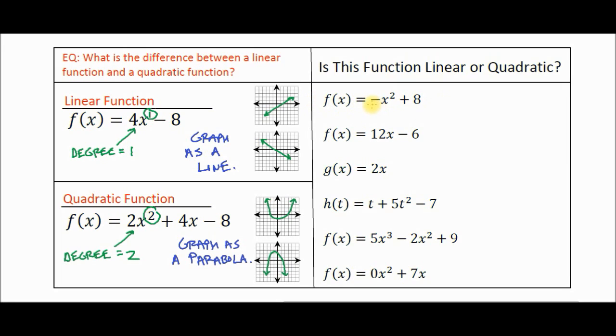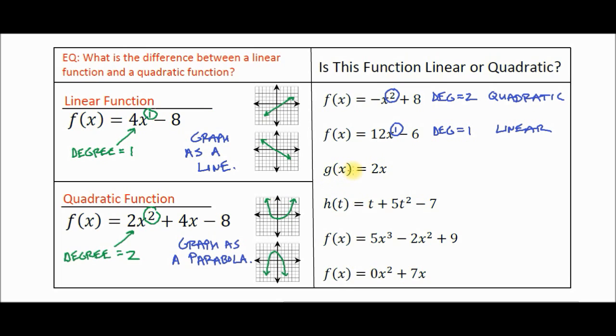f of x equals negative x squared plus 8. We have an exponent on our input variable that is 2. That defines this as a degree equal to 2, and that means it is a quadratic. Take a look at the next one. f of x is equal to 12x minus 6. Our largest exponent in this equation or function is 1. That means our degree is equal to 1, and that is linear.